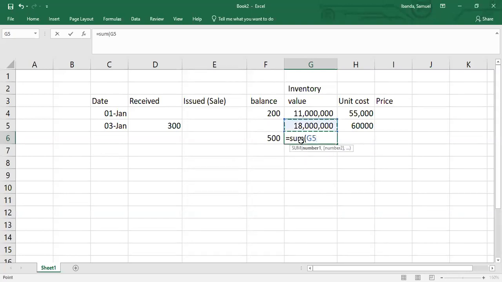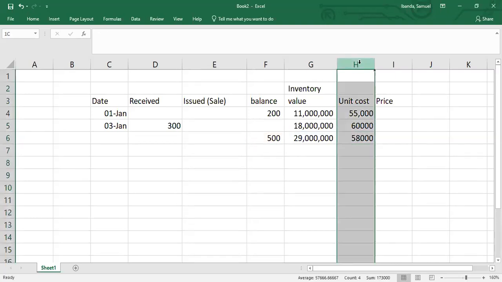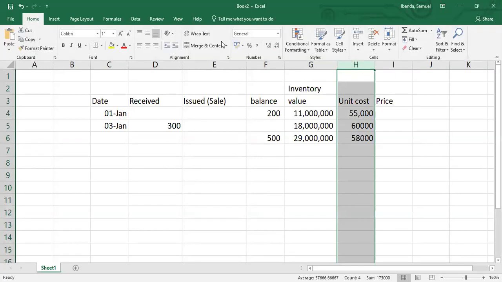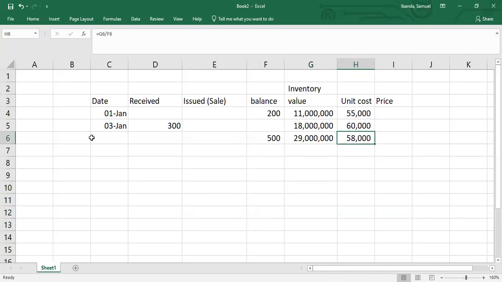It is actually 29. Okay, what is the unit cost? Now the unit cost that we are going to use here is this 29 divided by what? Divided by 500 to give you your 58,000. Okay, to give you your 58,000. So it means that on which date? Remember, we have an issue on the next date.